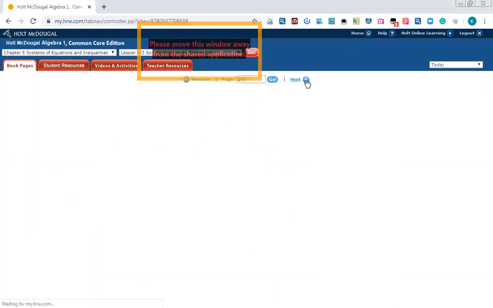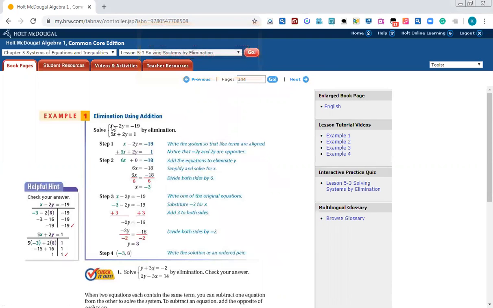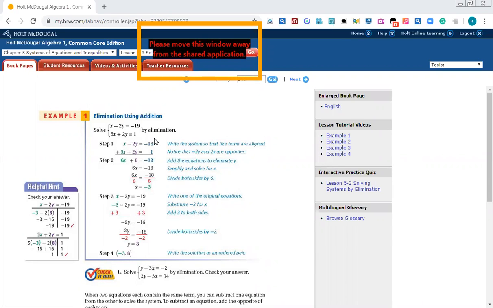So let's start to see how we can solve systems by elimination. Look at this one, elimination using addition. Here we have x minus 2y equals minus 19, 5x plus 2y equals 1. By elimination, step 1, write the system so that like terms are aligned, and notice that minus 2y and 2y are opposite. We can subtract the two equations from each other, or add the two equations, or multiply the first equation by a number to remove y or remove x.